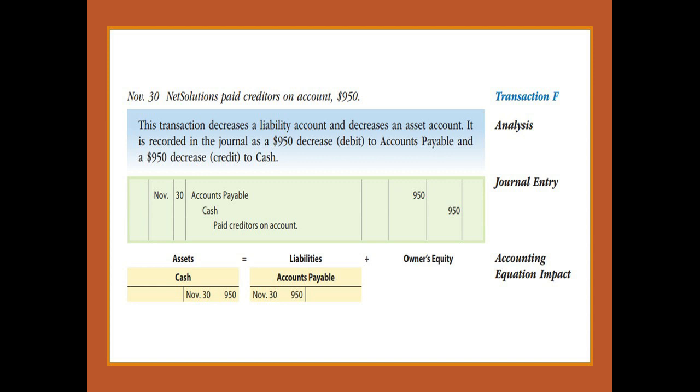Transaction F. November 30. NetSolutions paid creditors on account $950. This transaction decreases a liability account and decreases an asset account. It is recorded in the journal as a $950 decrease or debit to accounts payable and a $950 decrease or credit to cash. The accounting equation impact: assets equal liabilities plus owner's equity. Cash decreased $950, accounts payable decreased $950.